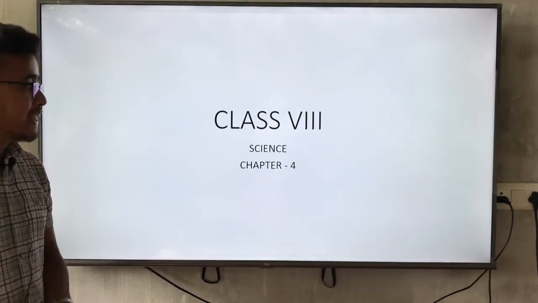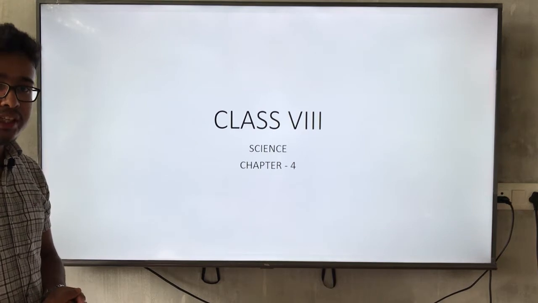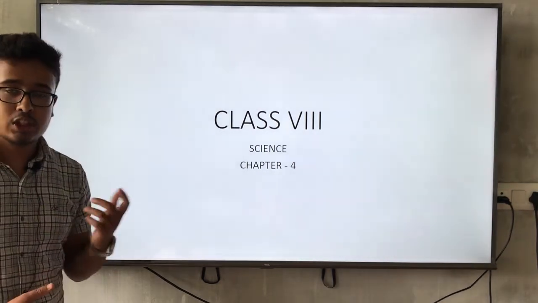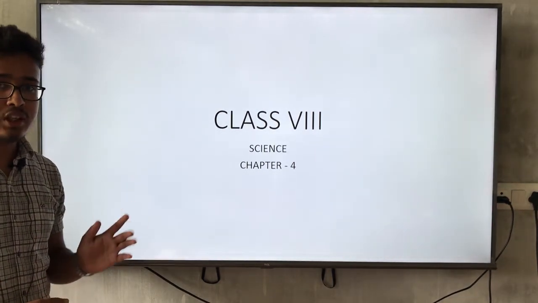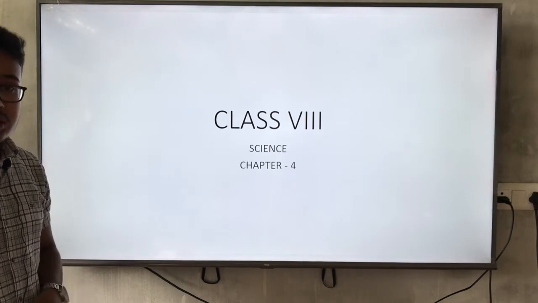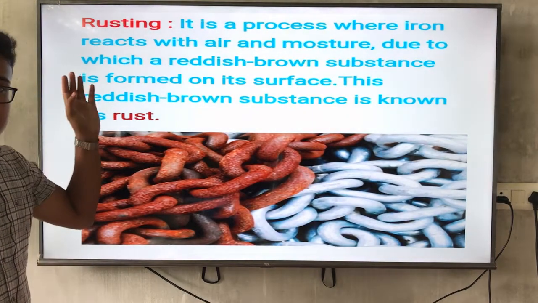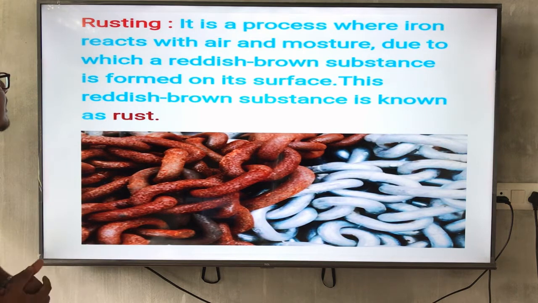So we are doing chapter 4 from science. In the previous class we did up to the chemical properties of metals, and today we will do another topic, which is rusting. Our first topic is rusting.